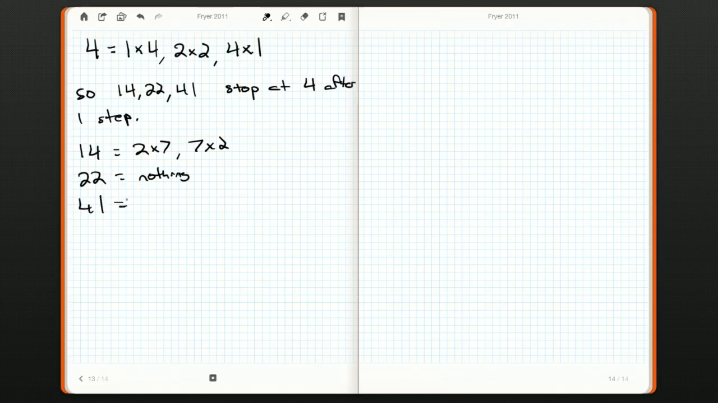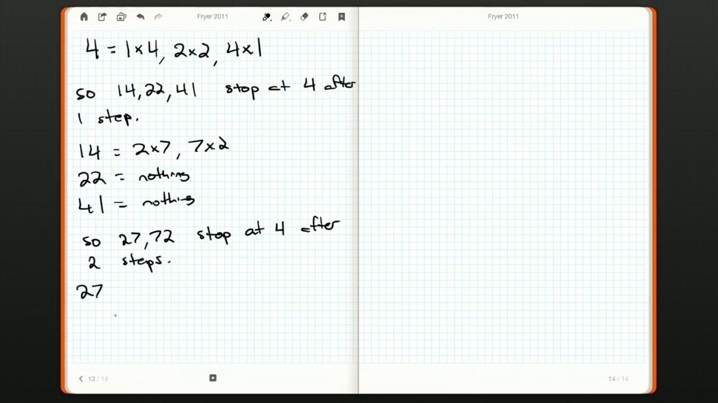Same with 41. There's no way to get 41 as a product of 2 single digits. It's a prime. So now we know who stops at 4 after 2 steps, 27 and 72. They both go to 14, which then goes to 4.